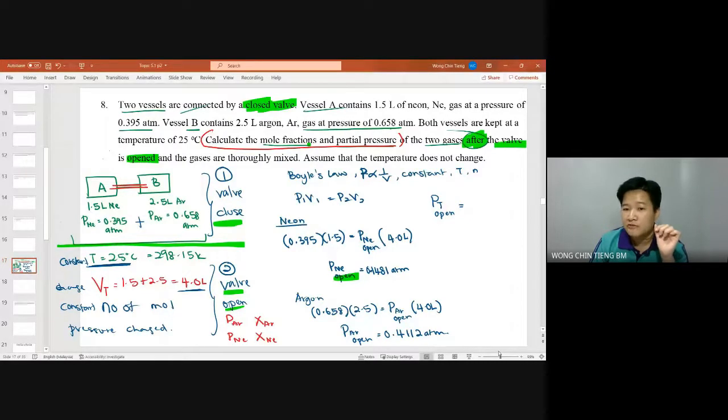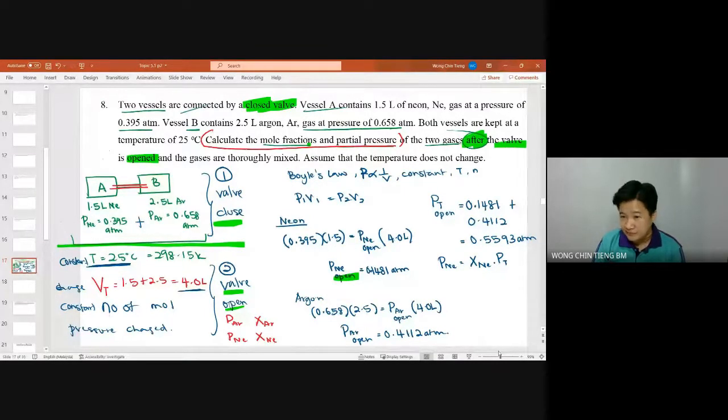So the total pressure after the valve is open, obviously 0.1481 plus 0.4112. That will be the total pressure when the valve is open. 0.5593 ATM. Betul? Alright, correct me if I'm wrong. Betul eh? So, cara yang paling senang adalah guna mole fraction where you will use the partial pressure of neon equals to the mole fraction of neon times with the total pressure. Okay. So, can I have the mole fraction of neon?